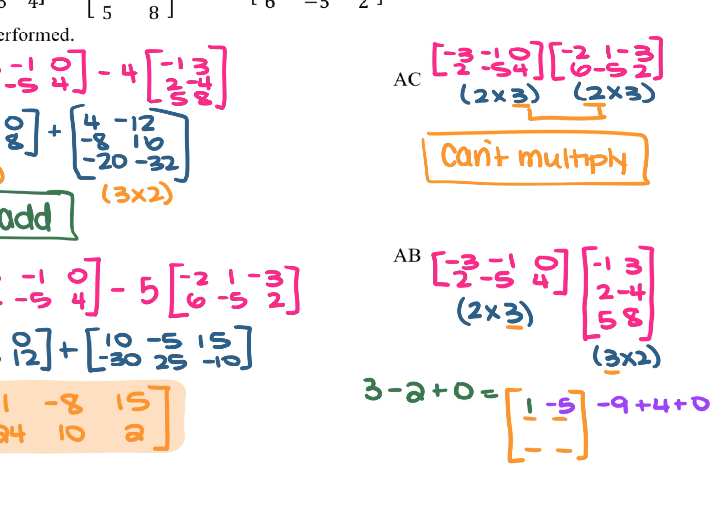So next one you got is bottom and then top, second row, first column. So 2 times negative 1 is negative 2. The negative 5 times 2 is negative 10. The 4 times 5 is 20. That's going to give you the negative 12 plus 20, which is 8. And then your last one is bottom row, second column. So 2 times 3 is 6. Negative 5 times negative 4 is positive 20. And 4 times 8 is 32. So that gives you 52 plus 6, which is 58.